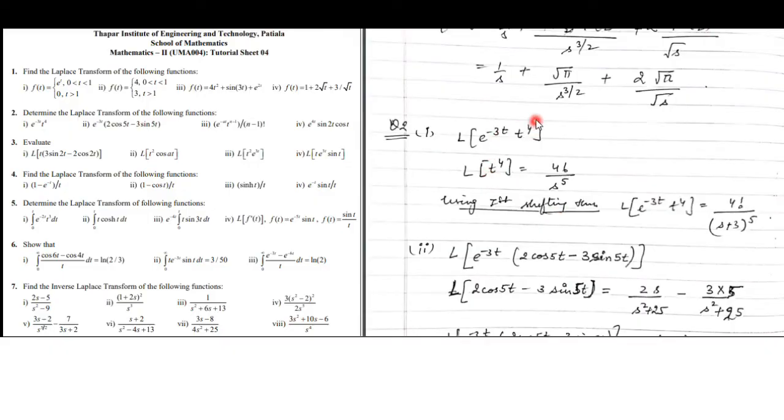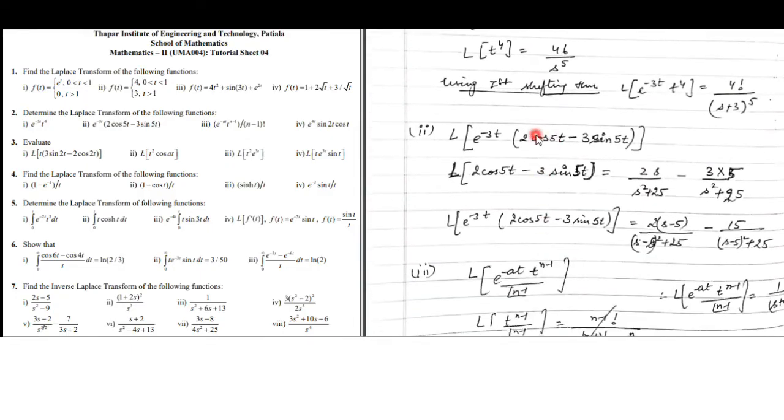So first of all, we find out the Laplace of t to the power 4. That will be 4 factorial upon s to the power 5. Then using the first shifting theorem, we get the Laplace transform of this function. So we replace s with s plus 3. So this is the Laplace of this function.